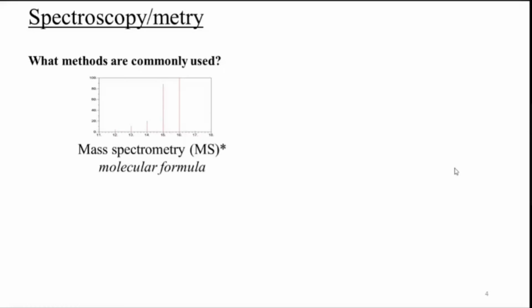So what are the methods that we commonly use? Mass spectrometry, the technique we are going to discuss today, helps us obtain molecular formula and molecular weight. This is not actually spectroscopy. It is a spectrometry technique, because we don't use any electromagnetic radiation to interact with matter. That thing is not coming in here. So calling it mass spectroscopy is a misconception; it must be called mass spectrometry.